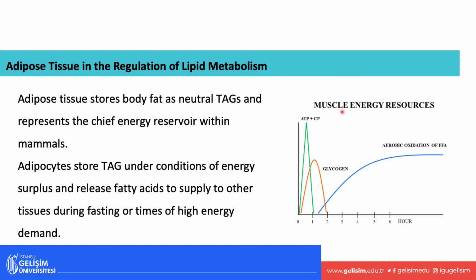Right, so adipose tissue plays a critical role in energy homeostasis. It serves as a primary site for the storage of extra energy in the form of triglycerides, or TAGs. So when energy demands are high, such as when you're fasting or exercising, the adipocytes will release that stored fatty acids to other tissues that will end up using it as a fuel source.